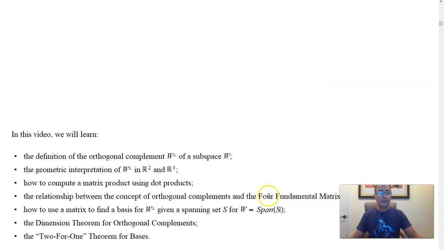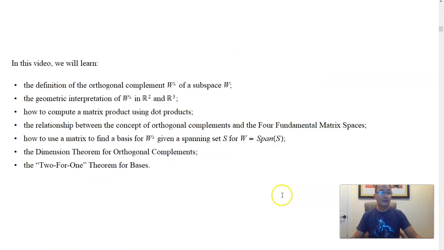In this video, we are going to learn a lot of stuff. So we will see the definition of the orthogonal complement W perp of a subspace W. We will see what W perp looks like in R2 and R3, the spaces that we can see. And we will see how to compute a matrix product using dot products instead of linear combinations of our columns. We will see that there is a relationship between the concept of orthogonal complement and the four fundamental matrix spaces that we saw a couple of videos earlier.